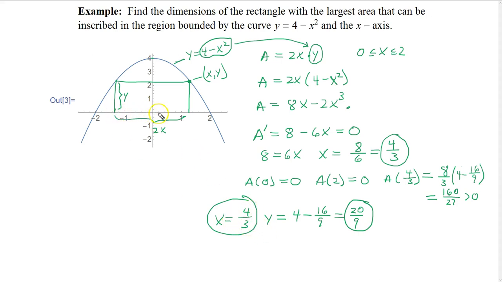Notice that this distance is twice x, right? Because the distance from here to here is x, because that's the x-coordinate of this point. So the total distance is 2x, so 8/3 by 20/9. So that's the dimension of our rectangle, 8/3 by 20/9. And that's the answer to our problem.